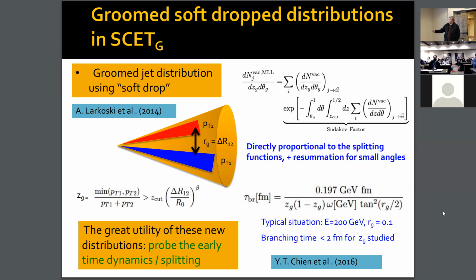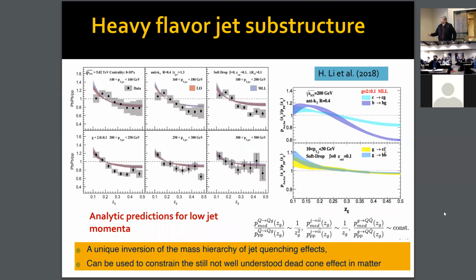And here it was simply done to leading clock, modified leading clock, Sudakov resummation. You don't have to do splitting resummation when the momentum fraction is small because you impose this cut. And so let's see what this will probe in the medium. If we go to heavy ion collisions and do the same measurement, we are directly comparing the splitting in the medium to the splitting in the vacuum.